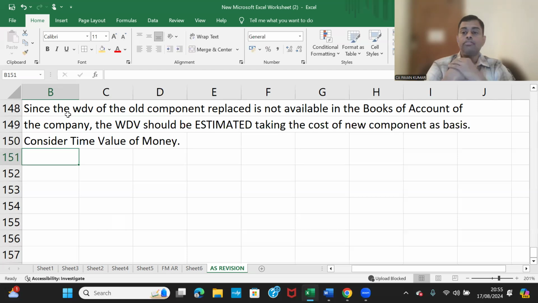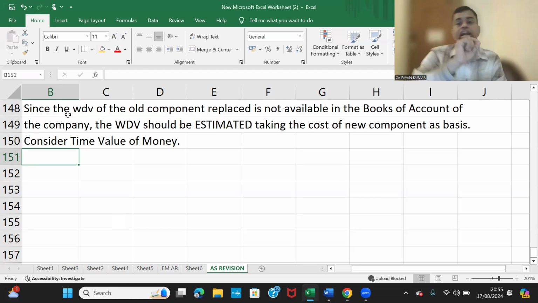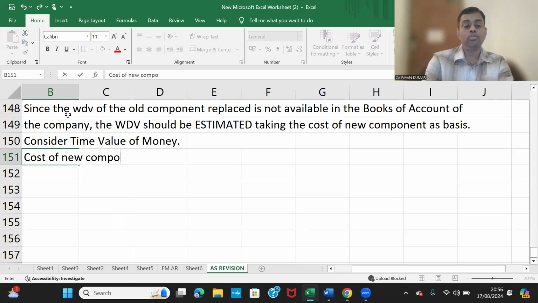Pavan sir, morning you taught financial management, evening you are teaching accounting standard, you forgot, and you are using time value of money in accounting also. In the new system of accounting, that means Ind AS or IFRS, time value of money and fair values are extensively used. In old system of accounting, we never used this. But in new system of accounting, they are using it left and right. How do you do that? Cost of new component. How much? 1,85,000.